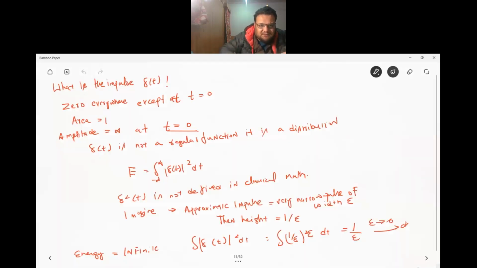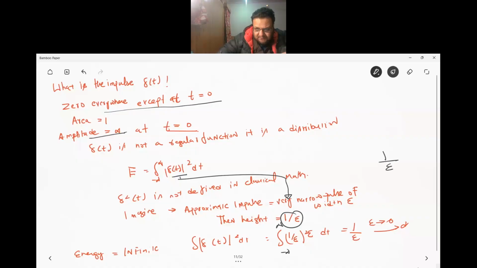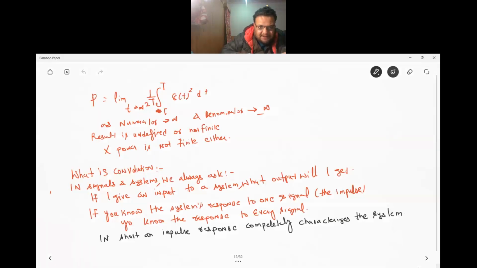So what is an impulse basically? Impulse is zero everywhere except at t equal to zero, where its amplitude goes to infinity, not one, unlike the unit step. Its area is one. If you apply the impulse for energy calculations, an impulse is a narrow pulse, so we approximate it with a small signal, 1 by epsilon. If you integrate it from minus infinity to plus infinity, this will tend to zero. Hence it is neither an energy nor a power signal.